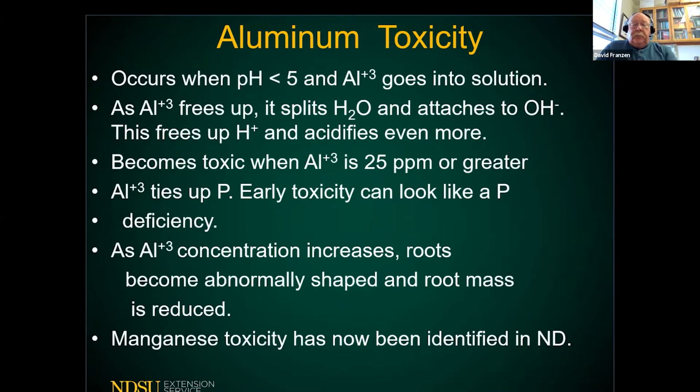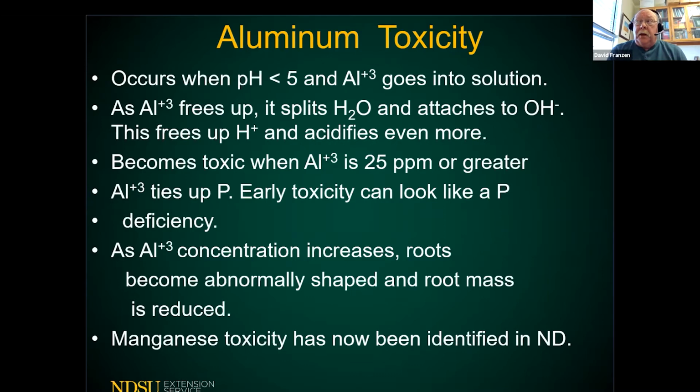The aluminum itself starts to become toxic to the plant when you get soil values of around 25 parts per million or greater. The aluminum can tie up phosphate, and so that's kind of a problem, but it's also taken up by the plants, and it plugs up the plumbing. That's a good word for it. It plugs up the plumbing in the roots, and the roots become abnormally shaped. The root mass is really reduced. The plant really begins to suffer and suffers drought stress way earlier than it should have.